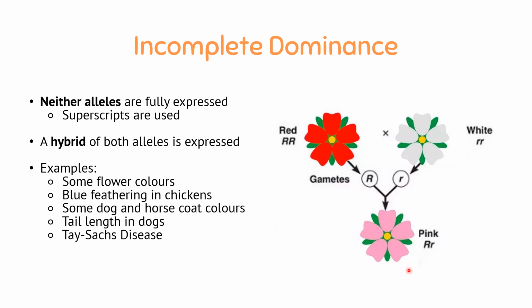How I remember this is that incomplete dominance is when we have an in-between expression of both alleles, and neither are fully expressed.